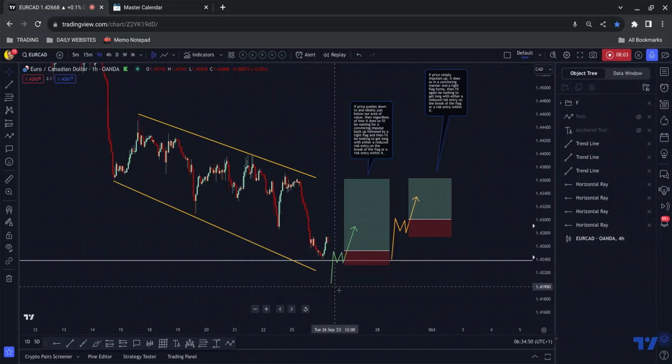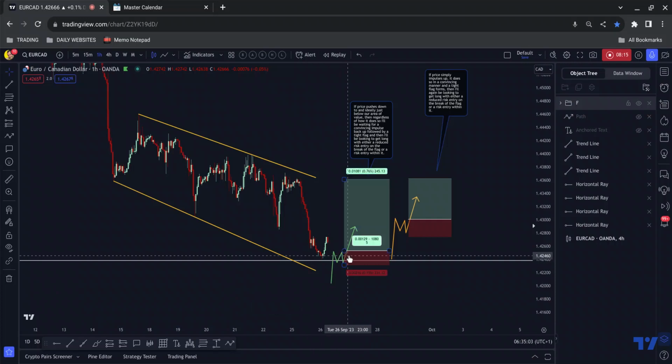If we break below, and it's of a similar sort of depth to this, if we break well and truly below, and by this point we probably would have touched this trend line for a third time, I'll be looking for a break back in, followed by a flag, and then I'll be looking to get long on the break of the flag or within it, with what we call a risk entry.